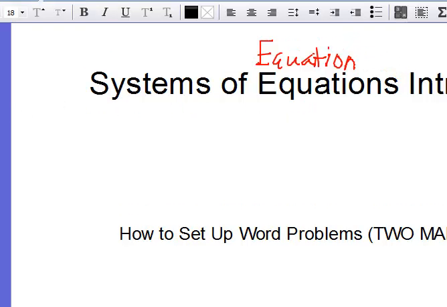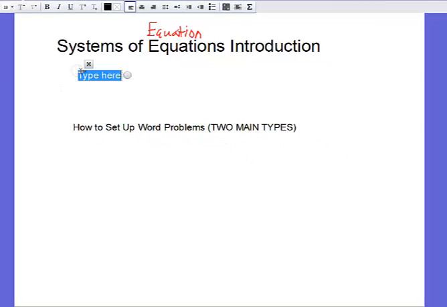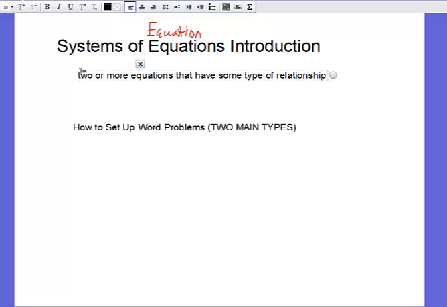So basically, when we talk about a system of equations, really all it means is two or more equations that have some type of relationship. Okay, we're going to get more to that relationship a little later, but just know that a system of equations is two or more equations that have some type of relationship.